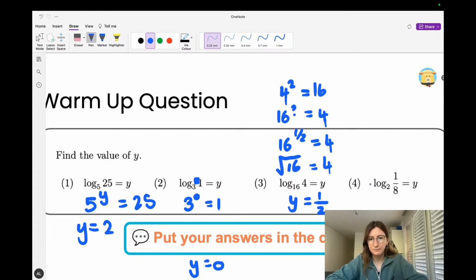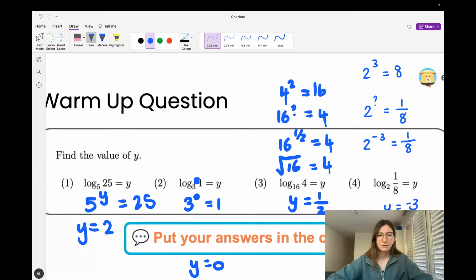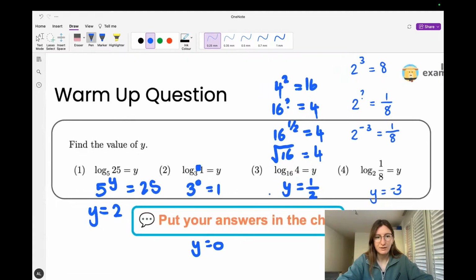That's a bit chunky. And 2 to the power of what gives me 1/8? So you may know that 2 to the power of 3 gives you 8. So if you want 1/8, it's going to be -3. 2 to the power of -3 is going to give me 1/8. So y equals -3. Just a little warm-up of what logs mean there. Just the inverse of our exponents.